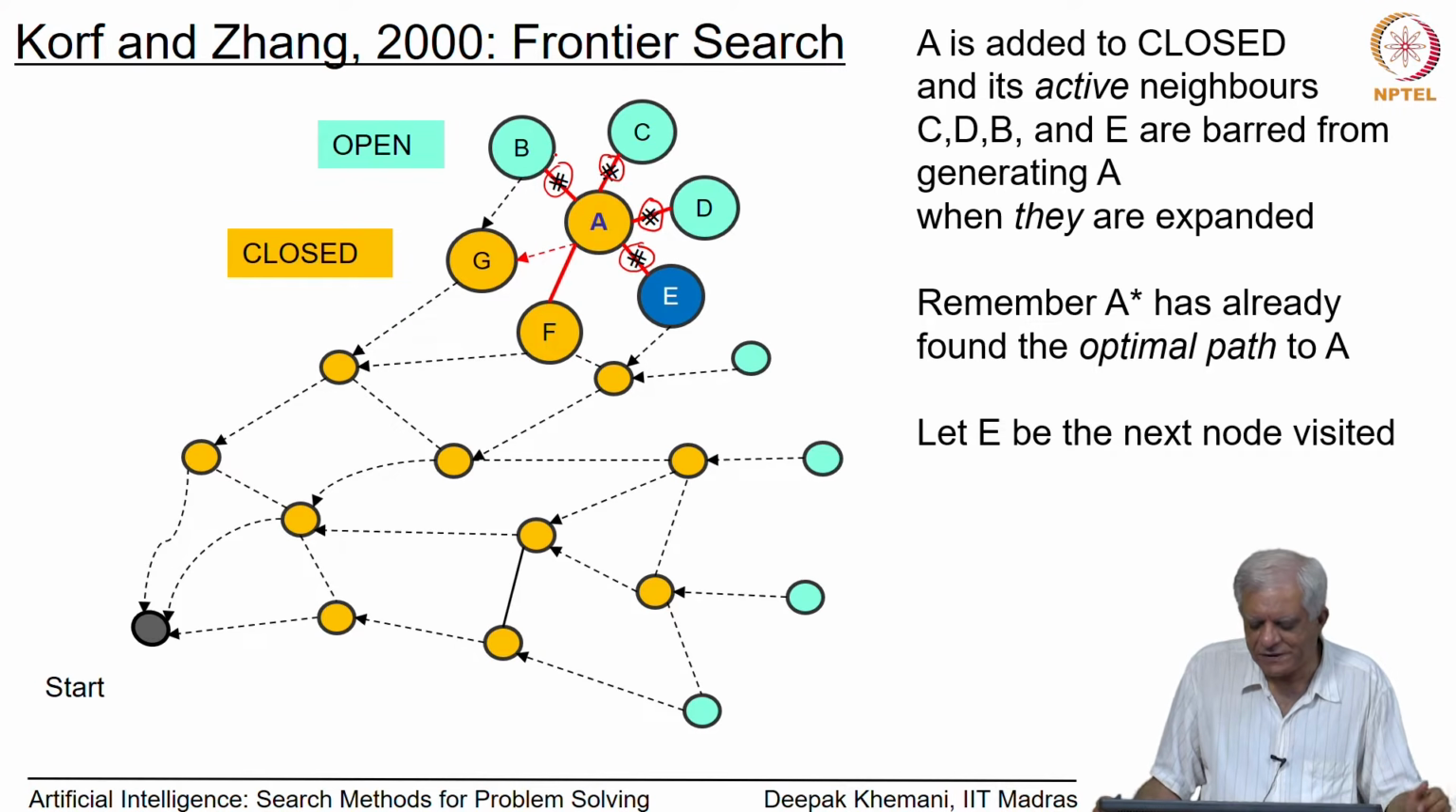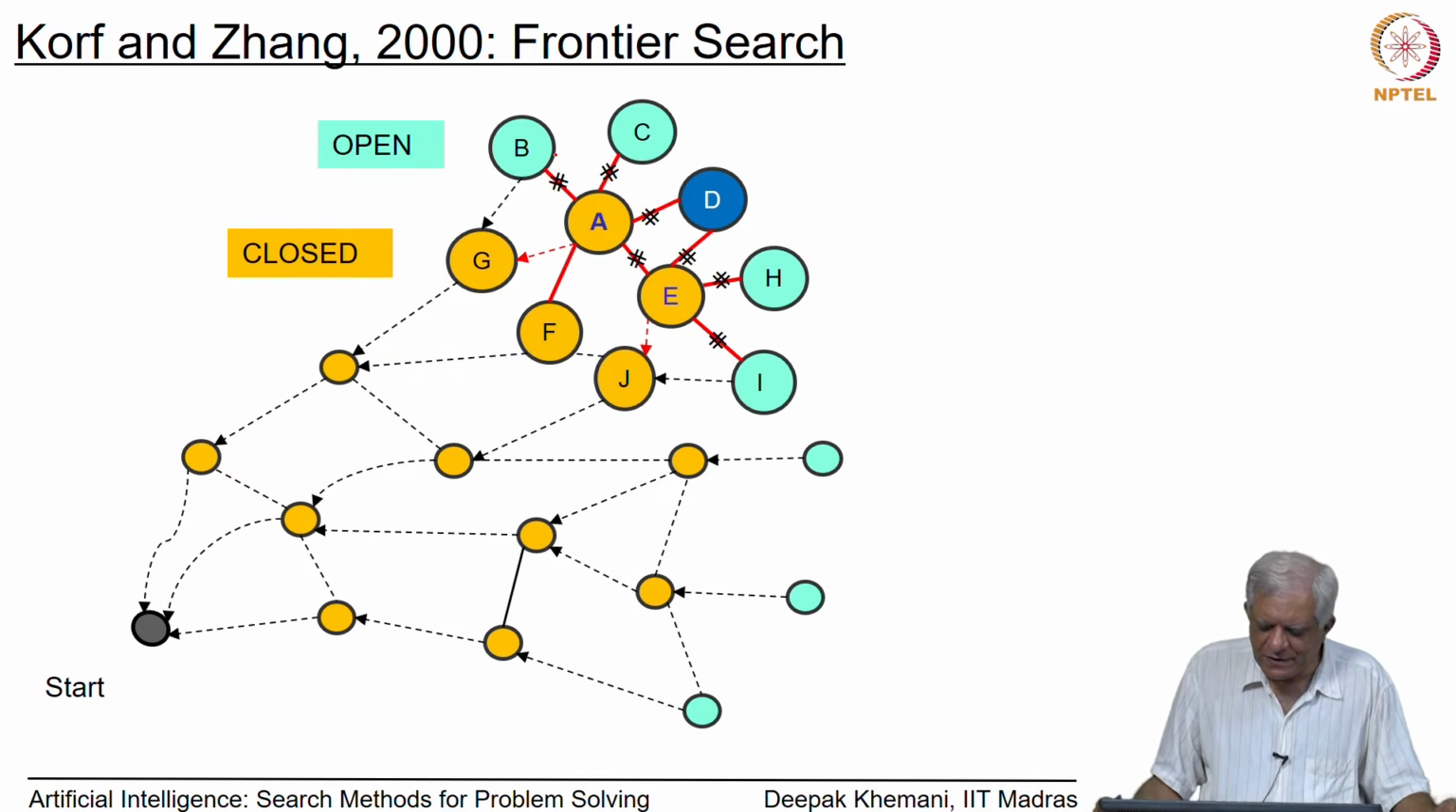Remember that the node is picked up from one of the open nodes, and I have depicted in blue that node in open, which is likely to be picked up next. So, what does E do? E also goes into closed as before, and as before it generates some active neighbors. Now, notice that the active neighbors of E are D, H and I.